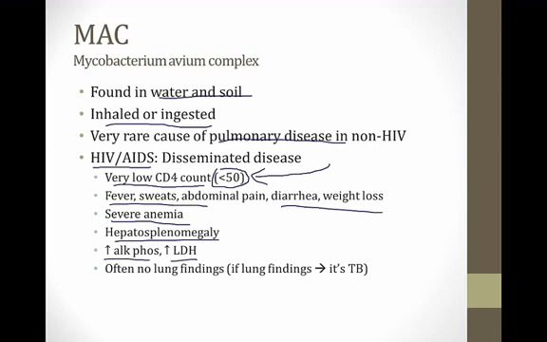One thing that's often helpful is there's usually no lung findings in disseminated MAC. So patients who have a lot of lung abnormalities probably have a disseminated TB infection and not a disseminated MAC infection. But remember for step one that the CD4 count is going to be very low in any patient that they're describing who has a MAC infection.